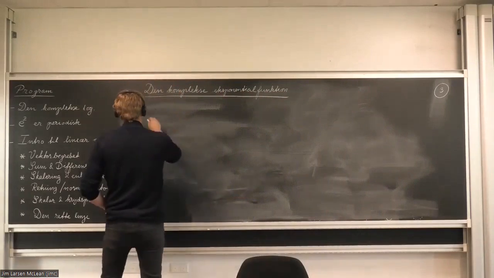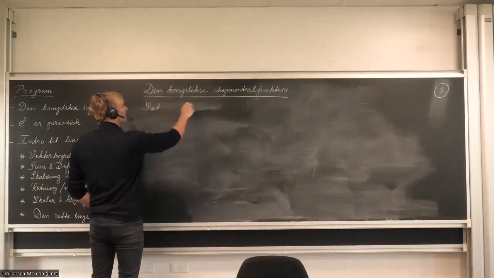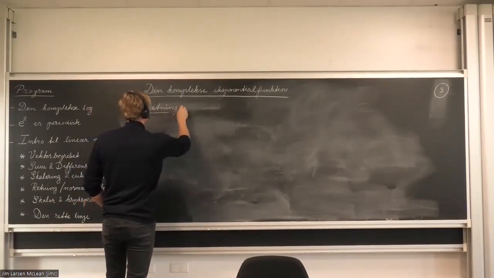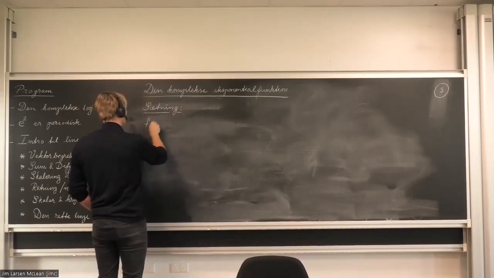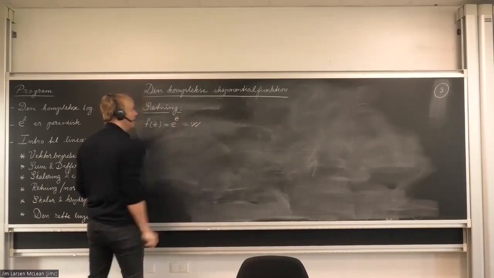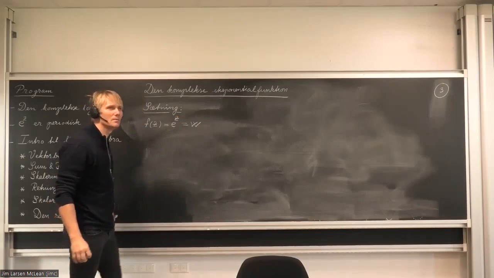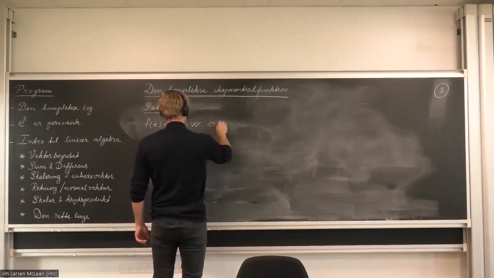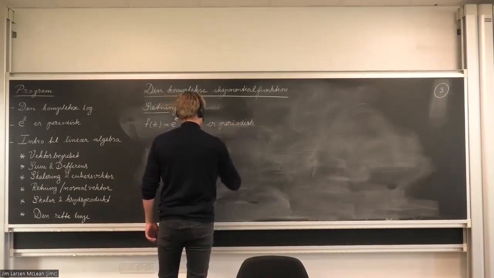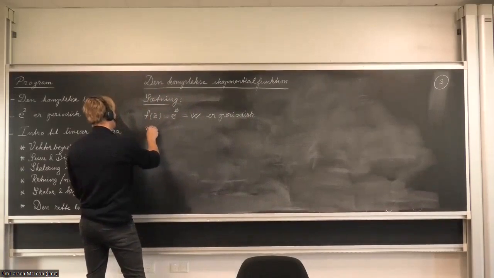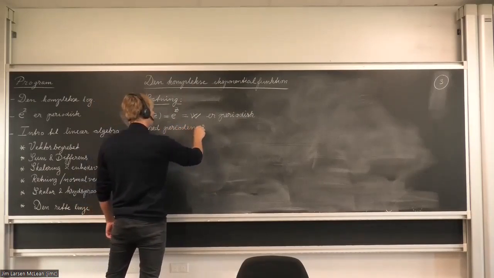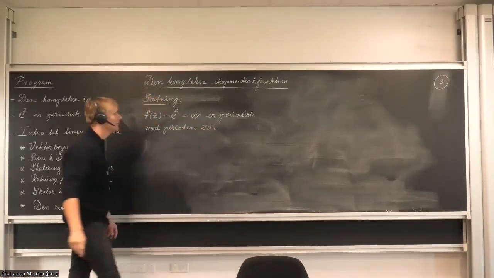Here comes a sentence about the complex exponential function. The sentence says the function f of z equals e to the power of z, equals w, is periodic. It's periodic, meaning it repeats its function values after a certain period. And the specific period, the claim states, is 2 times pi times the imaginary unit i.